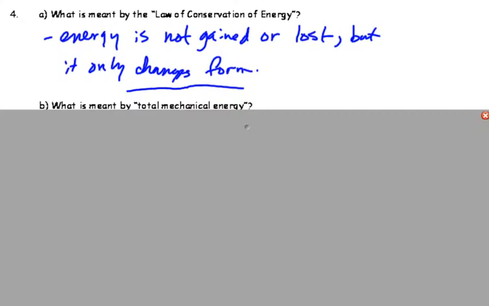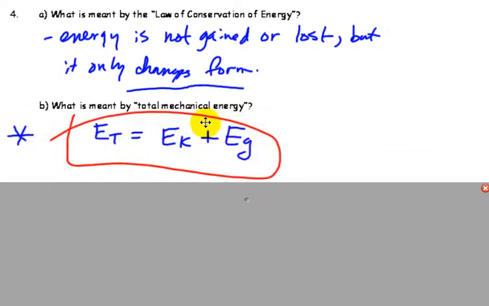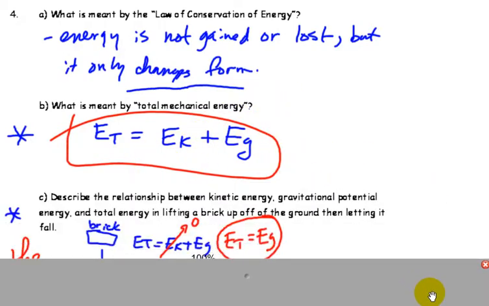Welcome back, Physics 30. This is the last of the potential energy booklet. So we looked at what is gravitational potential energy, the law of conservation of mass. Now we'll look at total mechanical energy, which involves moving energy and stored energy, kinetic energy and gravitational energy.